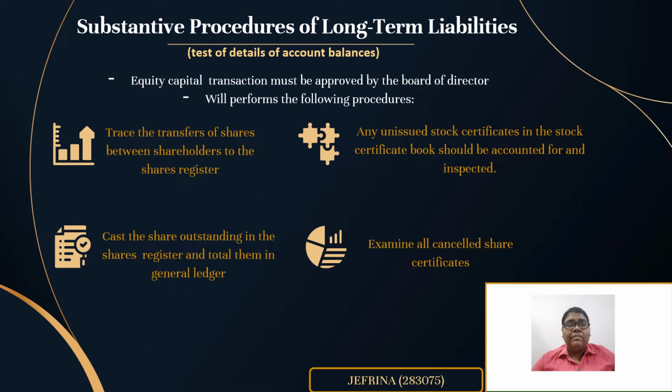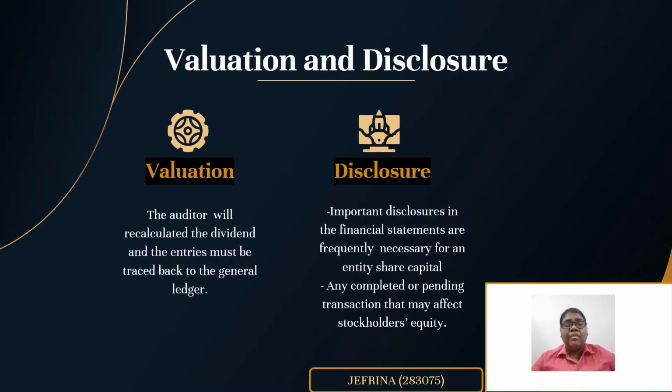Firstly, the auditor will trace the share capital transactions between the shareholders using the stock register and the stock certificate book, and then check the number of shares outstanding in the general ledger that will be added to the stock register or the stock certificate book. Lastly, the auditor will also examine any stock certificates that have been cancelled and examine any unissued stock certificates in the book of stock certificates.